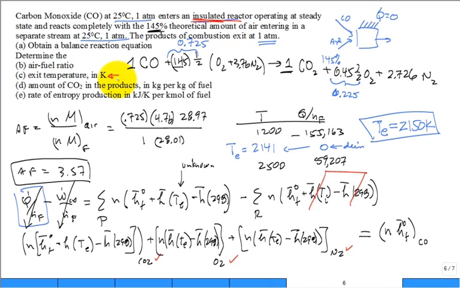How about part D? What's the amount of carbon dioxide in the products per kilogram of the fuel? Can I give you a second to answer part D? It's a little easier. No iteration required.